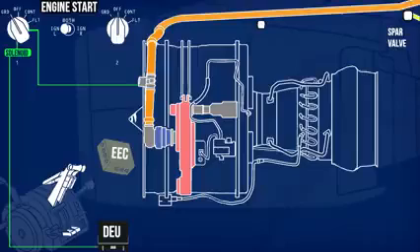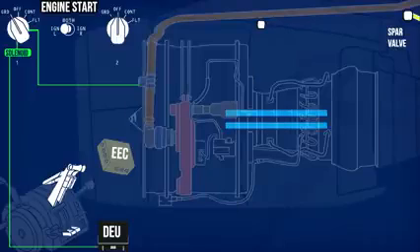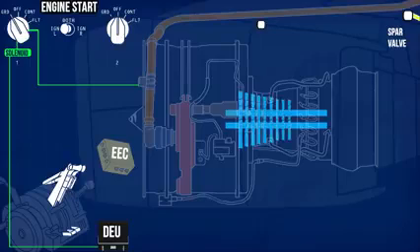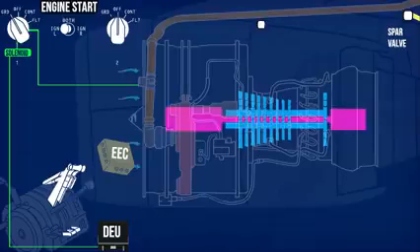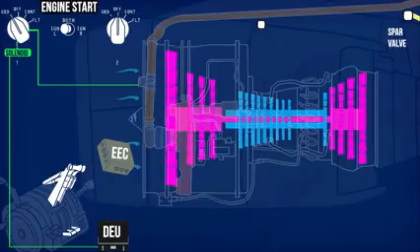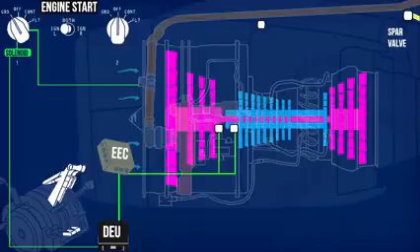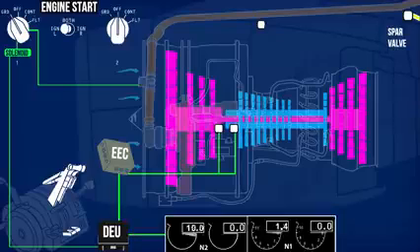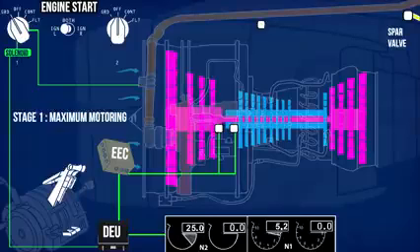The output shaft of the gearbox turns the N2 rotor of the engine, on which are mounted high-pressure compressors and the high-pressure turbine. N2 rotation induces air suction into the engine. As a result, the N1 rotor of the engine, on which the fan, low-pressure compressors, and low-pressure turbines are mounted, begins to rotate marginally. Speed sensors send the rotation speed of the N2 and N1 rotors to the DEU, which displays them in the cockpit. The N2 reaches 25% of its maximum RPM. The engine has now reached the maximum motoring stage.